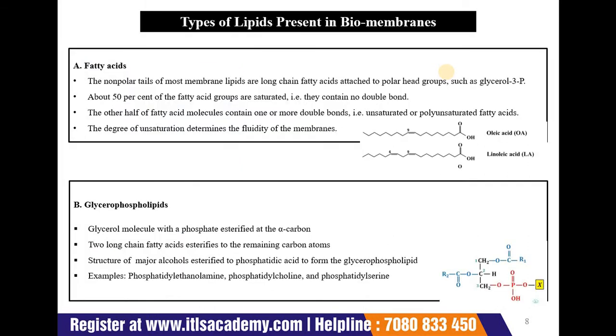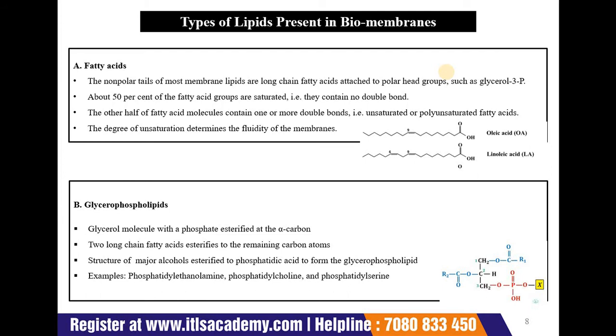Now, what are the types of lipids which are present in biomembranes? We'll start with the fatty acids. These are the major components of most membrane lipids, and this is the structure of two of the fatty acids. The non-polar tails of most membrane lipids are long-chain fatty acids, which are attached to polar head groups, such as glycerol 3-phosphate, for example.